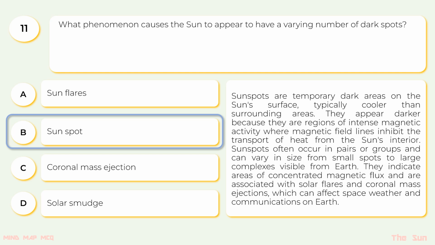They appear darker because they are regions of intense magnetic activity where magnetic field lines inhibit the transport of heat from the Sun's interior. Sunspots often occur in pairs or groups and can vary in size from small spots to large complexes visible from the Earth. They indicate areas of concentrated magnetic flux and are associated with solar flares and coronal mass ejections, which can affect space weather and communications on Earth.